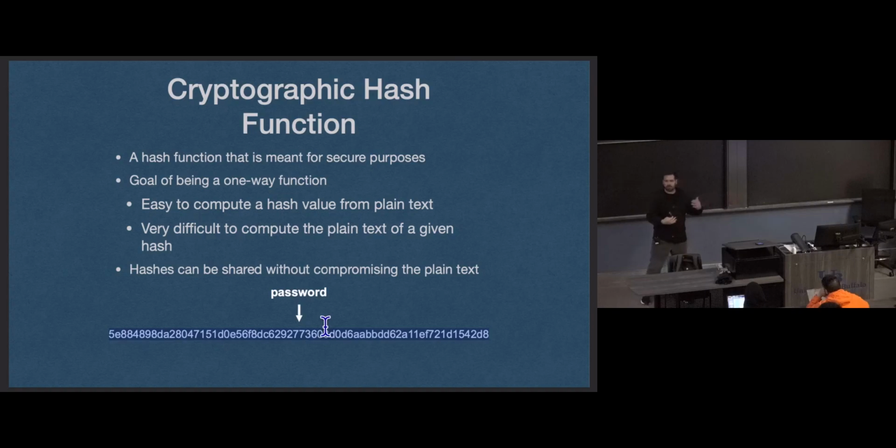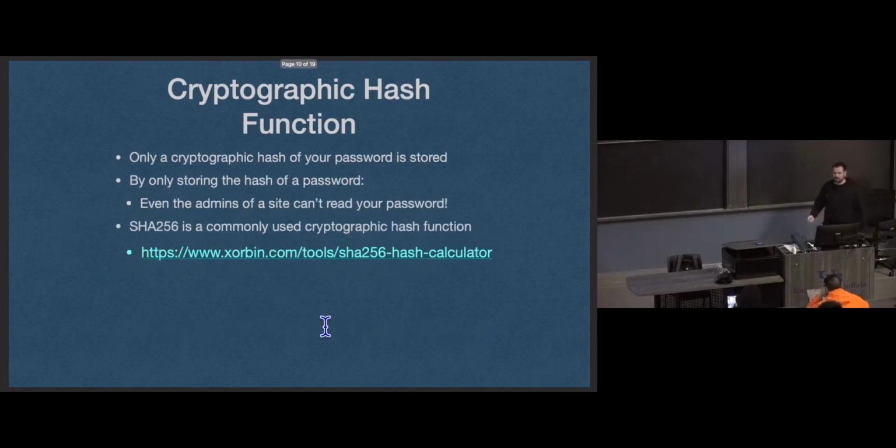You can't write an algorithm and have a computer take that hash and quickly say, oh, yeah, let me just run SHA-256 in reverse. Yep, that's the hash for password. Here's the input that generated that hash. That's what we can't do, or rather shouldn't be able to do.